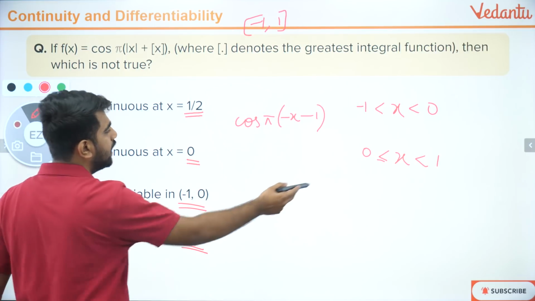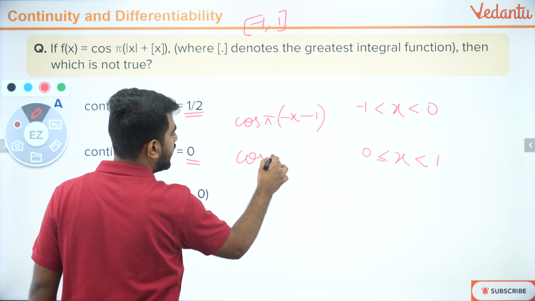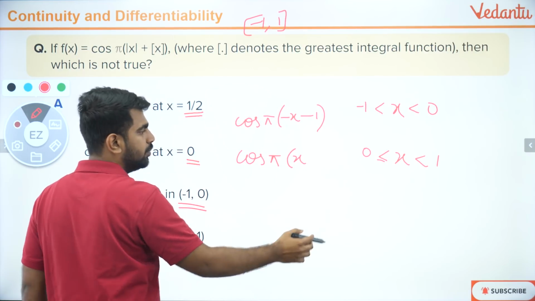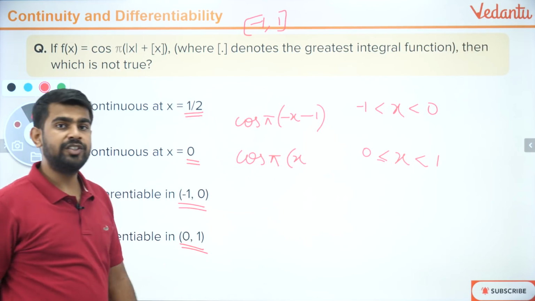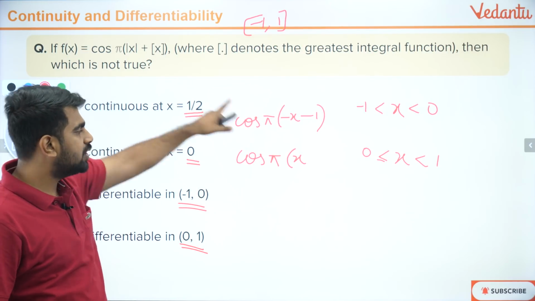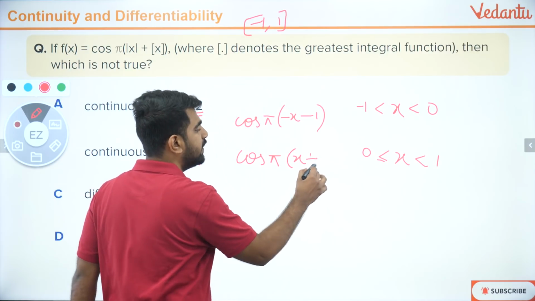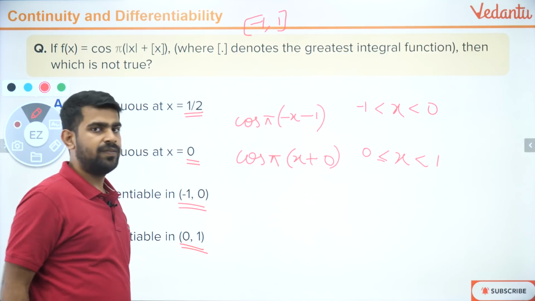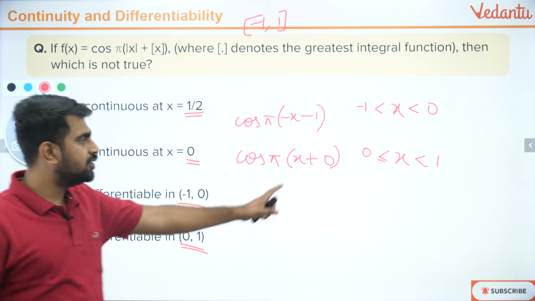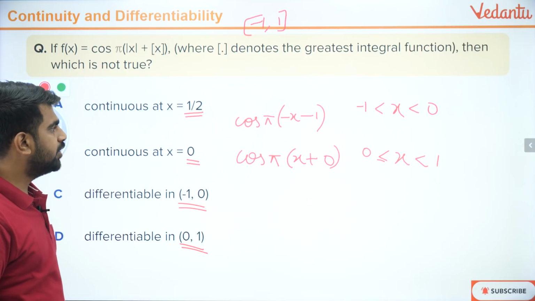Okay? And here what will be the function? Here mod of x will be x only. So cos pi times of x only, because x is positive now. 0 to 1 is positive, so mod x will be x only. And gif of x will be what? Gif of x in this interval will be 0, because between 0 to 1, your greatest integer function of x is going to be 0.